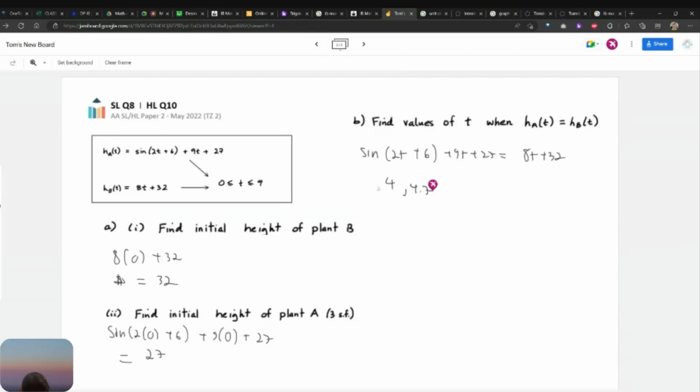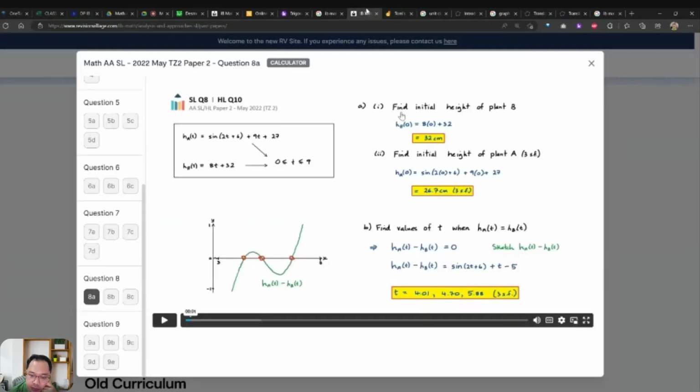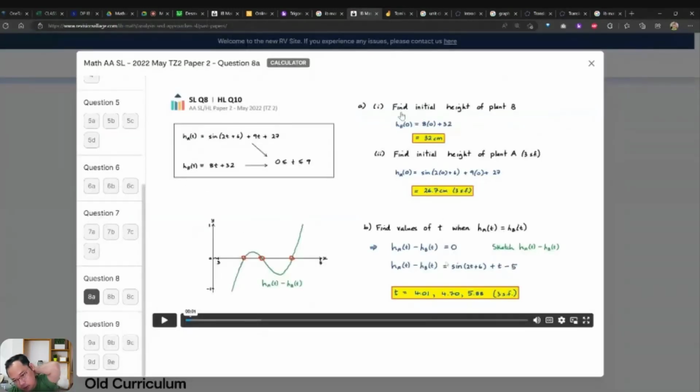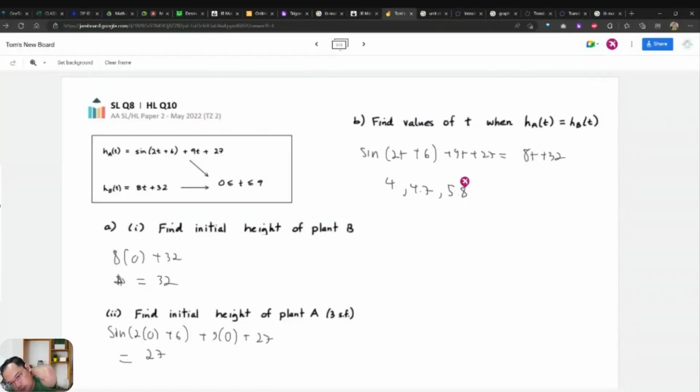Yeah, the answer is 4.7. That's like a bunch of it. And another value, there are 3 solutions. Yeah, according to the answer, 3 solutions. And the last solution is 5.88. Yep, I got 5.88. Okay.